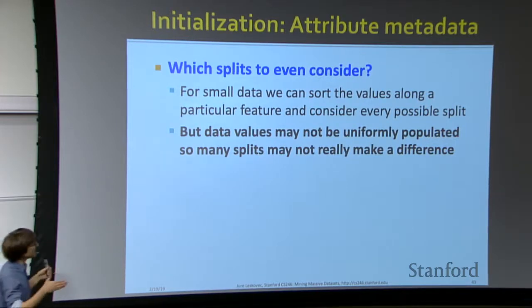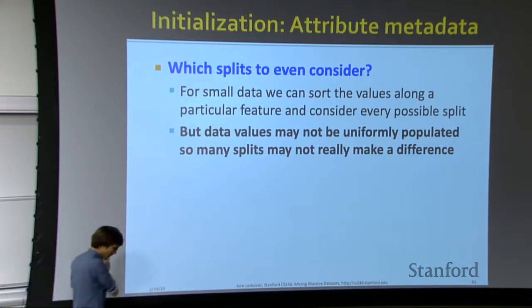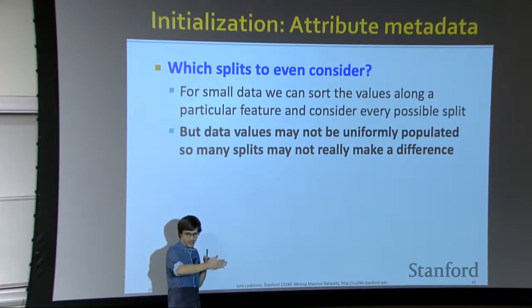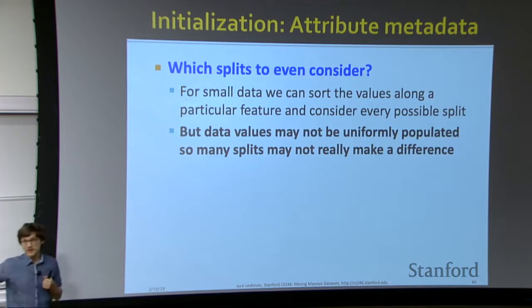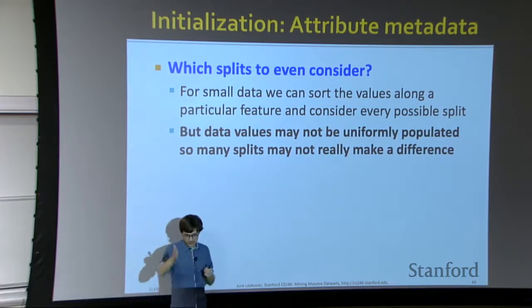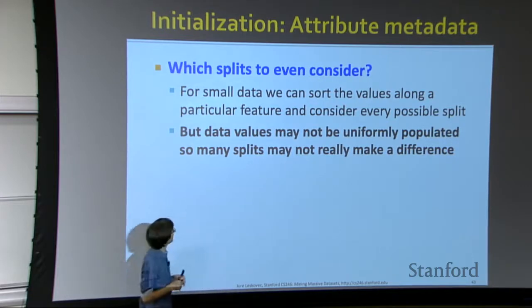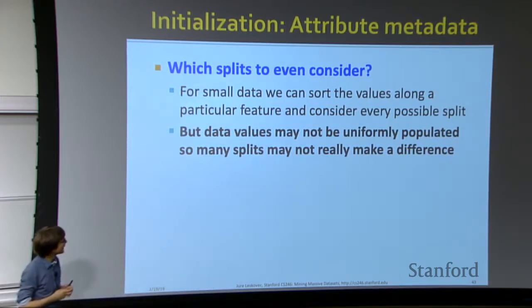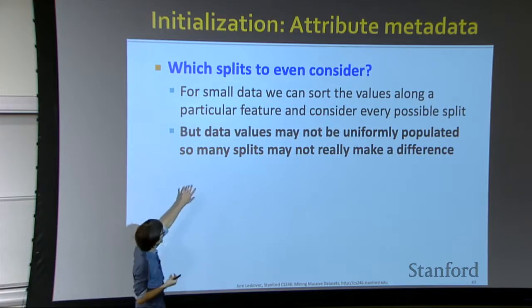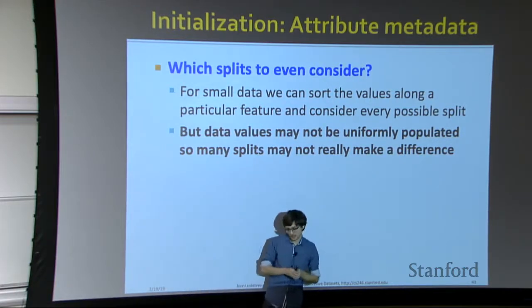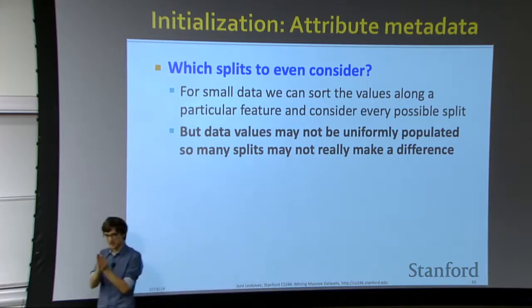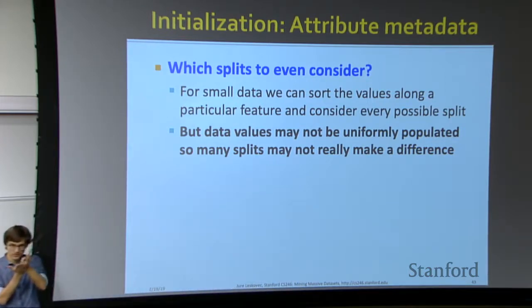For small data, you could just sort your data according to your attribute value, and you could consider splitting at every possible position. You could consider a split at every possible position if you have little data. But if data are not uniformly populated, many splits may not really make any difference. In a sense, if you have lots of data very concentrated, then you don't necessarily need to split that super finely.